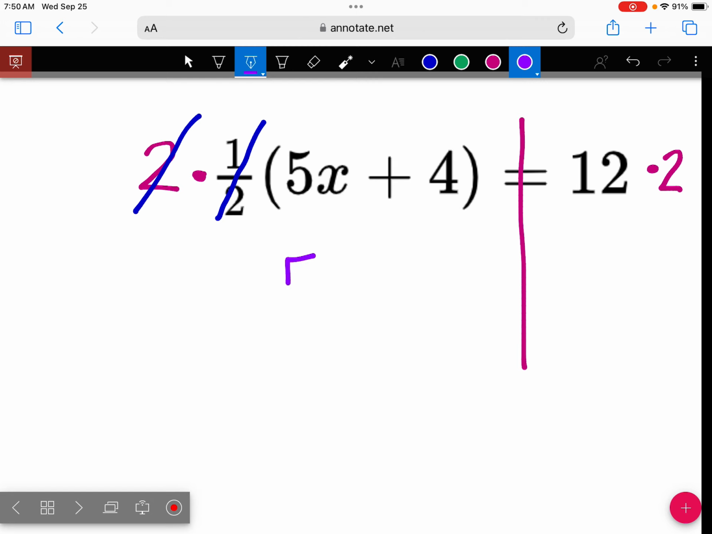So all we're left with right now is my 5x plus 4. And we want to know when that equals 12 times 2, which is what? 24. And 100%, no shade in the calculator game. Use them. They are tools at our disposal. So this looks less gross already. No fractions. Huzzah. What should we do next?